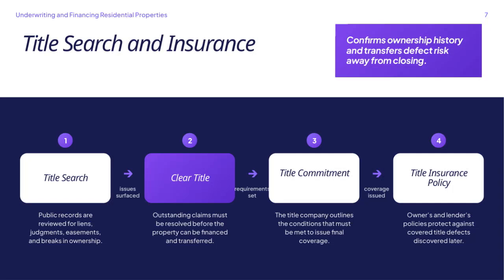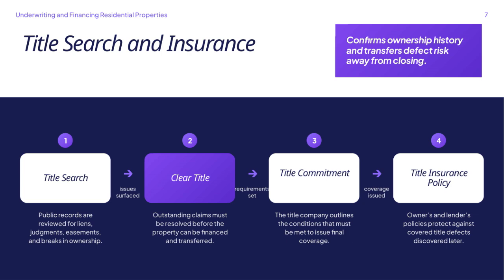On this slide, we're focusing on the process of title search and insurance, which plays a crucial role in protecting property ownership and ensuring a smooth transaction. First, the title search involves reviewing public records to check for any liens, judgments, easements, or breaks in ownership. This step is critical because it helps identify any issues that could affect the property's title.